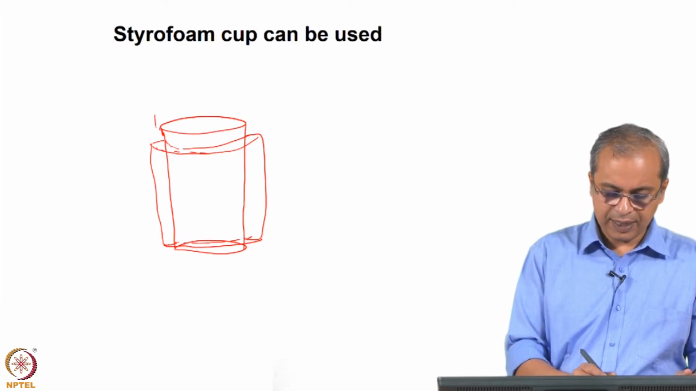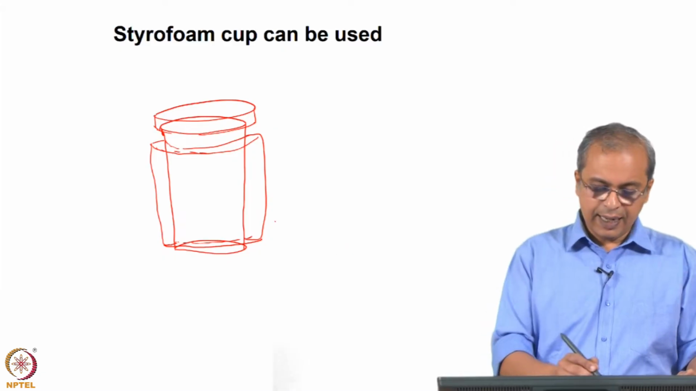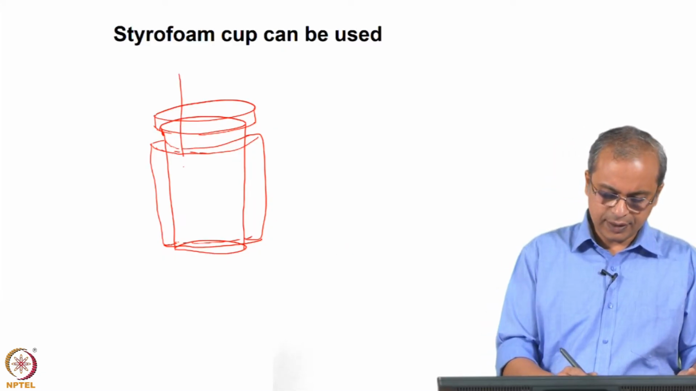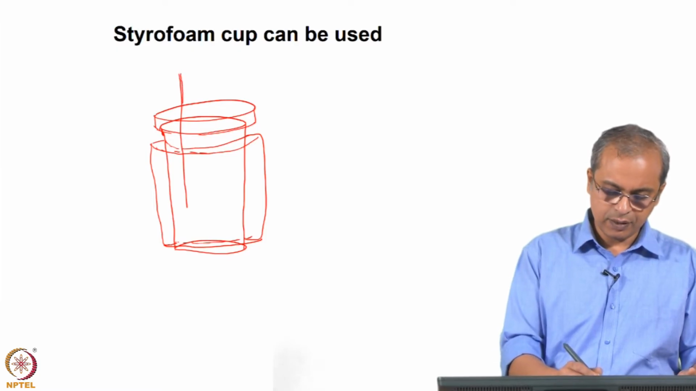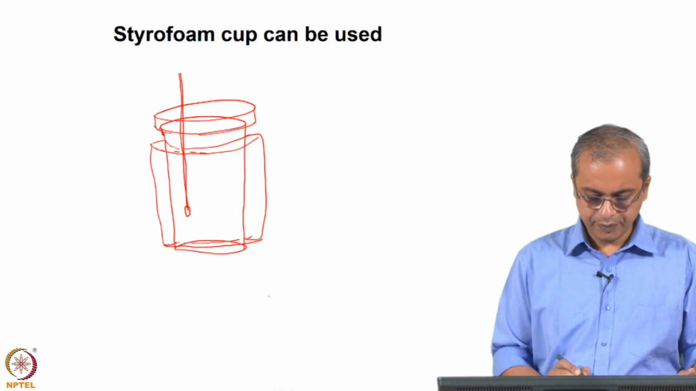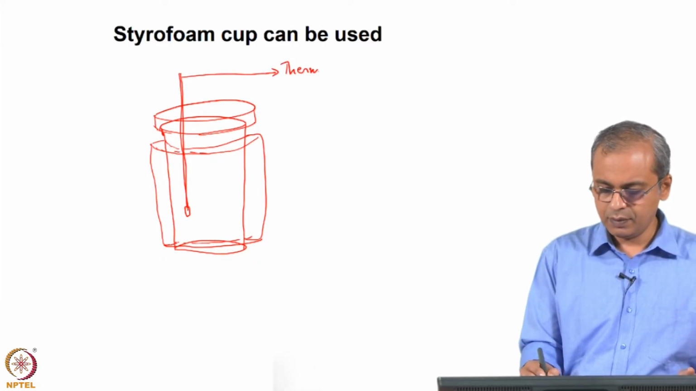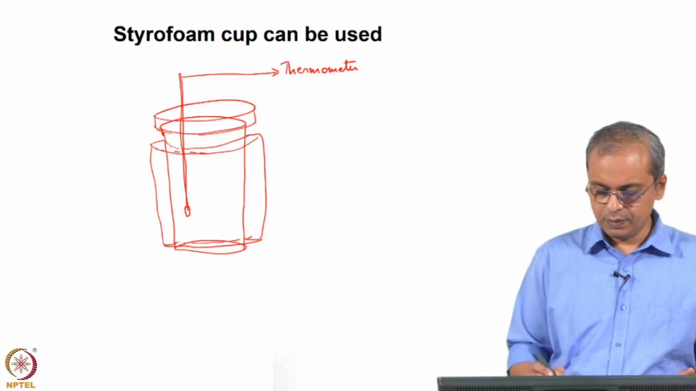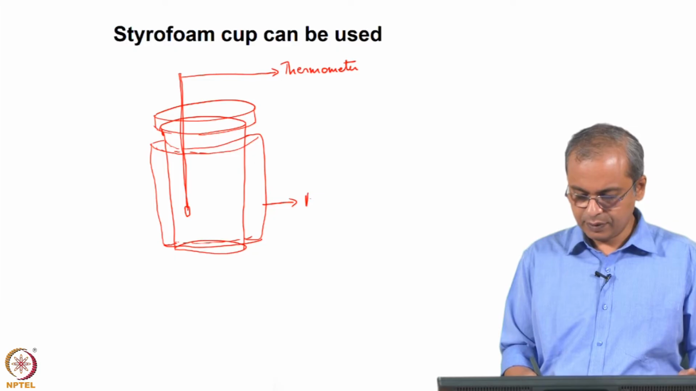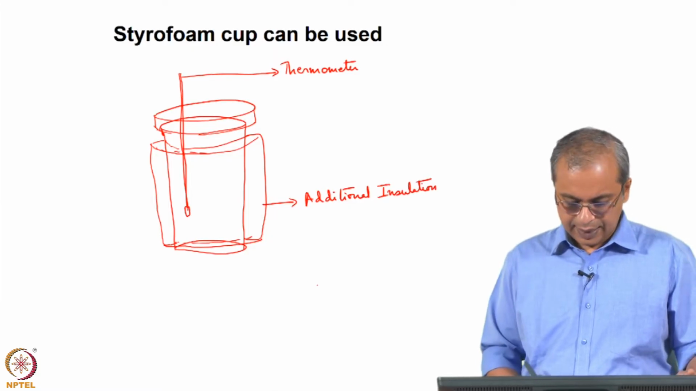Naturally, you have to have some kind of a lid on top, which also adds to the insulation, and in this you have primarily two things going into it. So, one would be a thermometer, okay, and so this is some insulation.